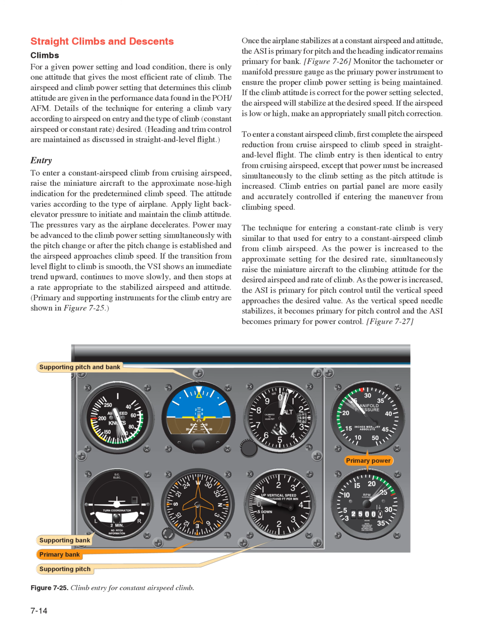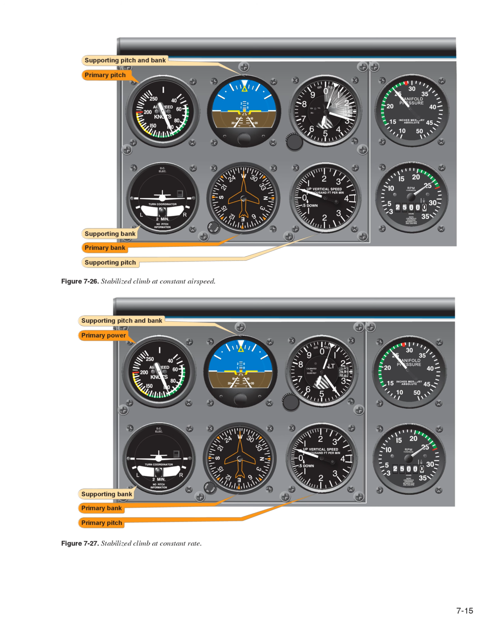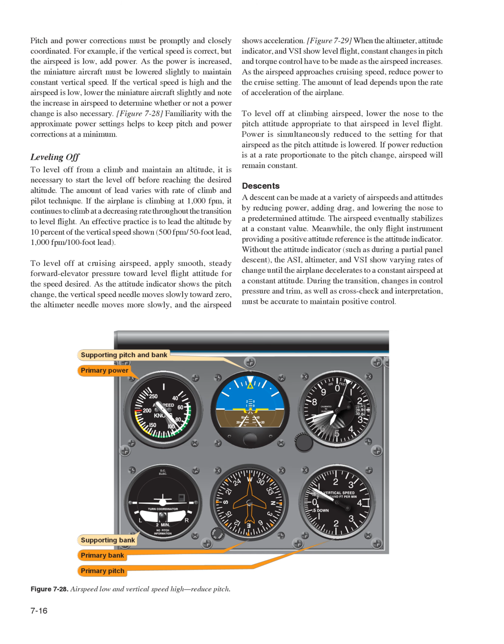As the power is increased, the AC is primary for pitch control until the vertical speed approaches the desired value. As the vertical speed needle stabilizes, it becomes primary for pitch control and the AC becomes primary for power control. Figure 727. Pitch and power corrections must be promptly and closely coordinated.